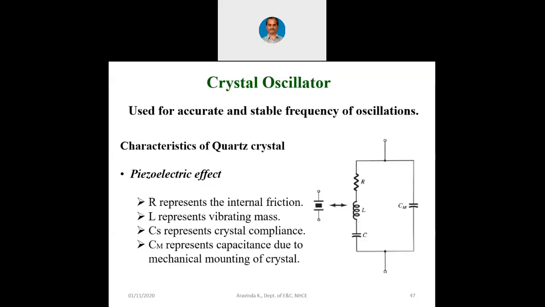So that way we are going to use the crystal oscillator for obtaining accurate frequencies. Now you are seeing the equivalent circuit of a quartz crystal here. Even though the crystal is made of a quartz stone, internally we can represent it by means of the equivalent circuit that is shown at the right side.